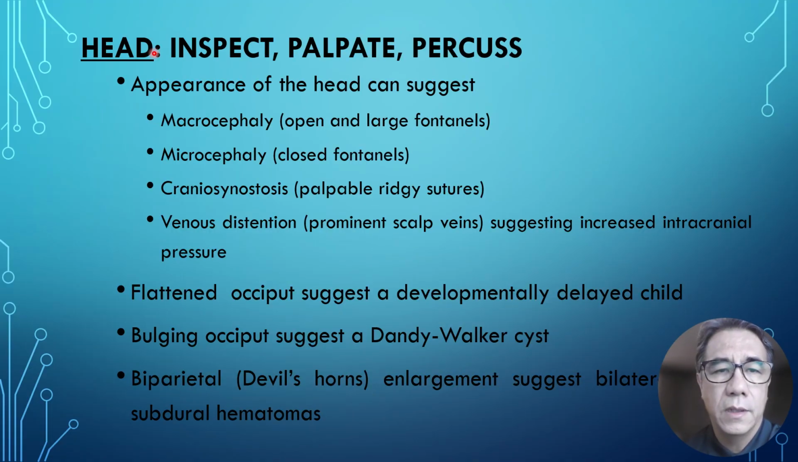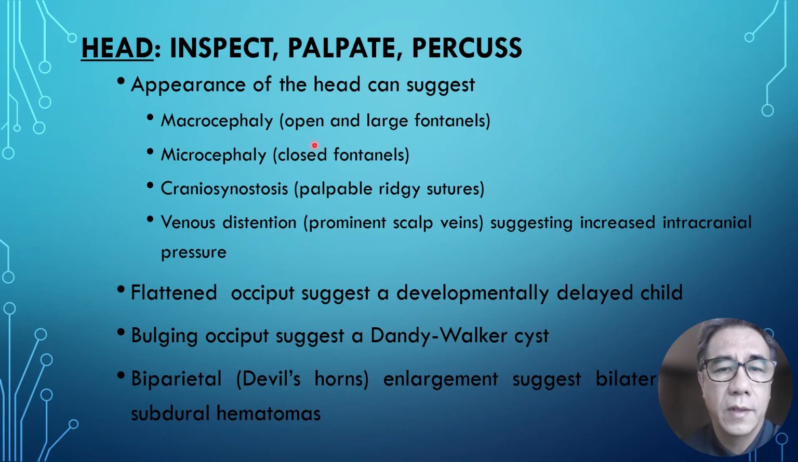So going to the cranial vault, the head, the shape and the size of the head may also indicate pathology. So you inspect, you palpate, and occasionally percuss. But oftentimes you get away with just visually inspecting and palpating. When we say palpate, you examine whether the fontanelles are bulging or flat, whether the sutures are split, whether they are fused, or whether they are ridged.